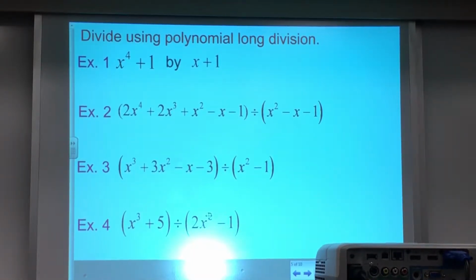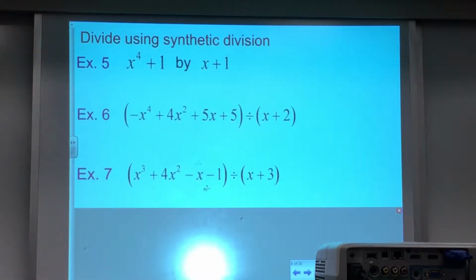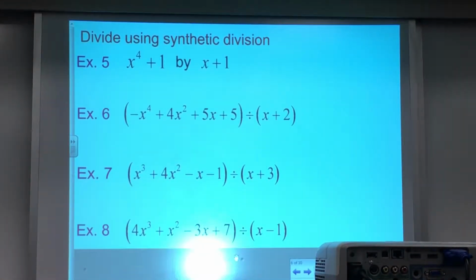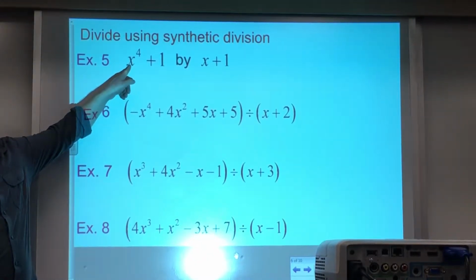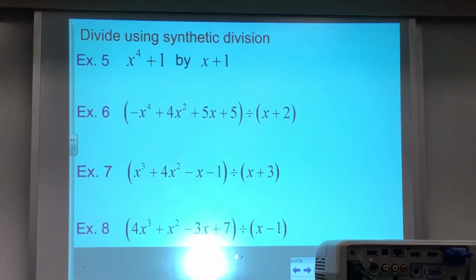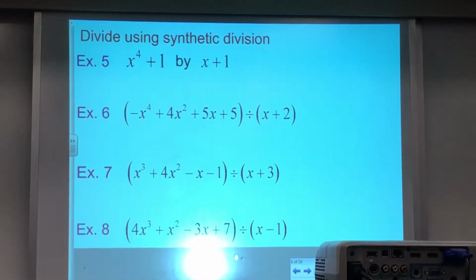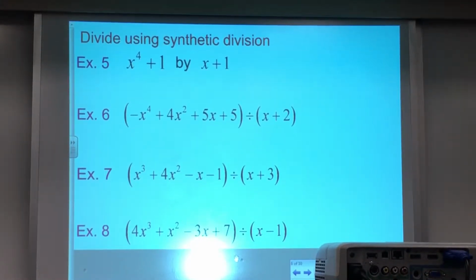Let's go ahead and see synthetic division. And if you notice, I actually put up the same problem up here so that we see a connection between long division and synthetic division, that there is no difference. Hopefully you remember what the process for synthetic substitution was, but if not, I'm going to go ahead and refresh your memory.